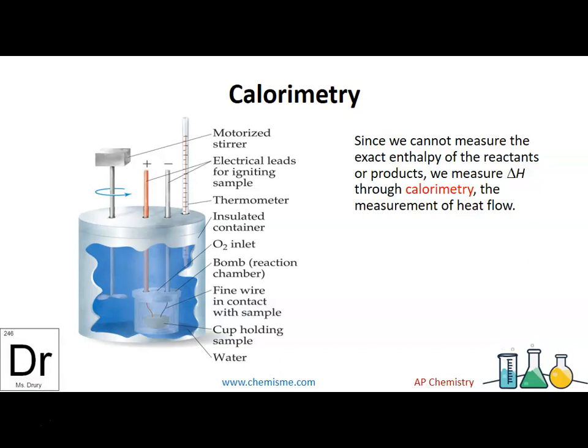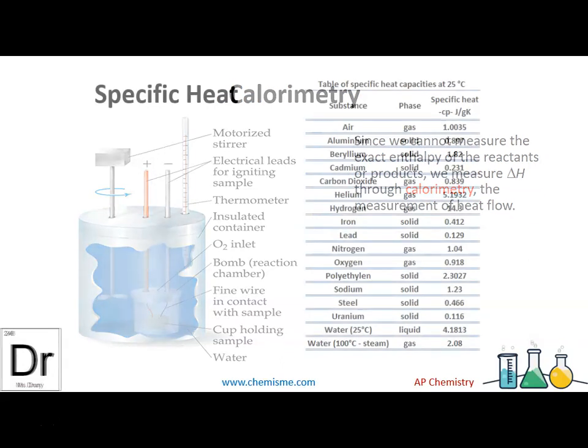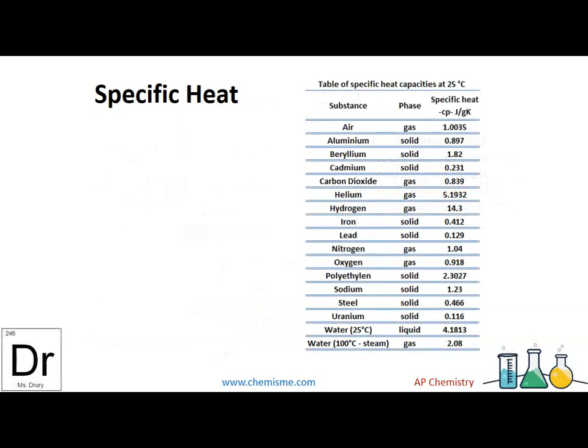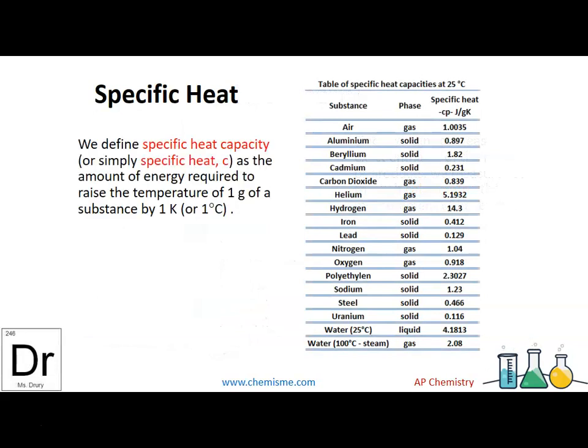Calorimetry is measuring how much energy is going into or out of the system. And since we can't measure the exact energy of the reactants and be like, hey, how much energy do you have? We have to find their delta H, or change in energy, I should say heat, through calorimetry or heat flow. Each substance has its own heat flow, and that's called specific heat, or simply C, as the amount of energy required for 1 gram to change 1 degree Kelvin or Celsius. The change in Kelvin and Celsius is the same. So every time you go up 1 Celsius, you go up 1 Kelvin.